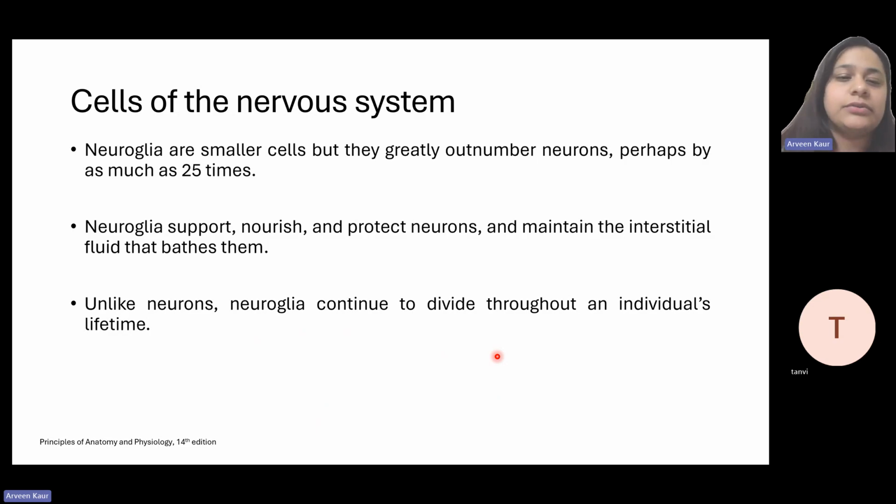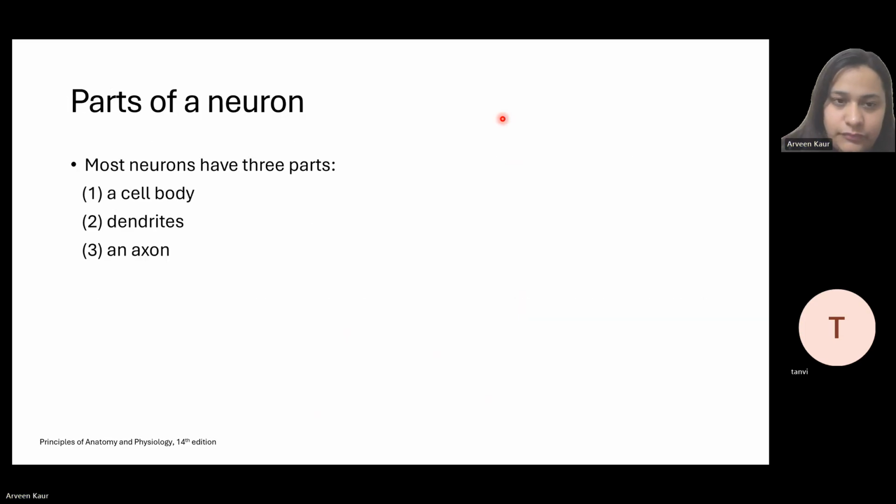What do these neuroglia do? They support, nourish, and protect the neurons, and they maintain the interstitial fluid that bathes them. So that is their function. Also, unlike neurons, these neuroglia continue to divide throughout the individual's lifetime, right? So these are cells that can still divide. They have the capability to divide, right? Parts of a neuron.